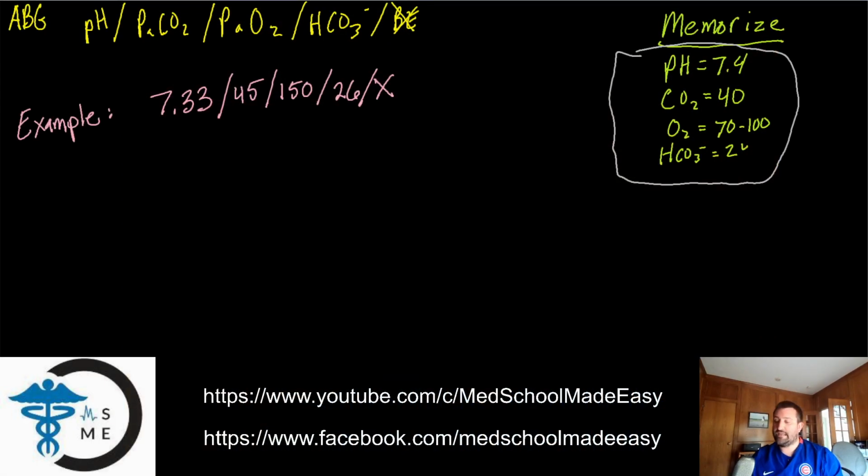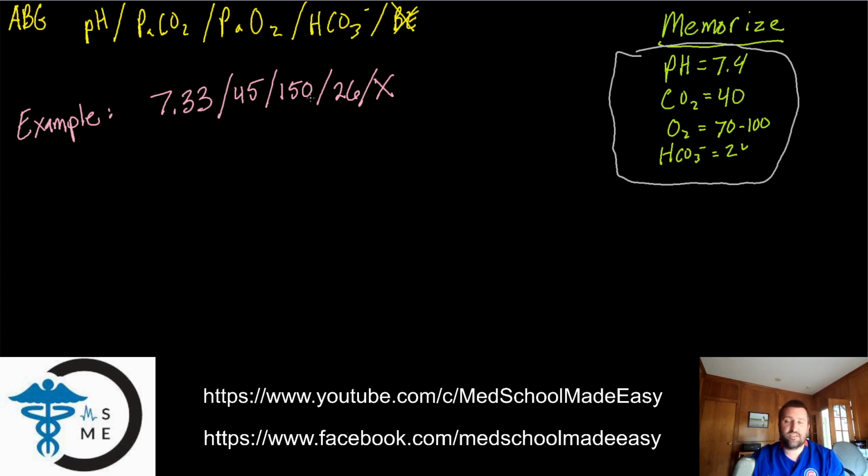We're going to jump right into the pathology state here with an example of an arterial blood gas. Now, arterial blood gas is vitally important, and here is a sample spit out of an arterial blood gas. We have a pH that is 7.33, so less than 7.4. We have a PaCO2 of 45, which is elevated from our baseline of 40. We have an oxygen PaO2 of 150.